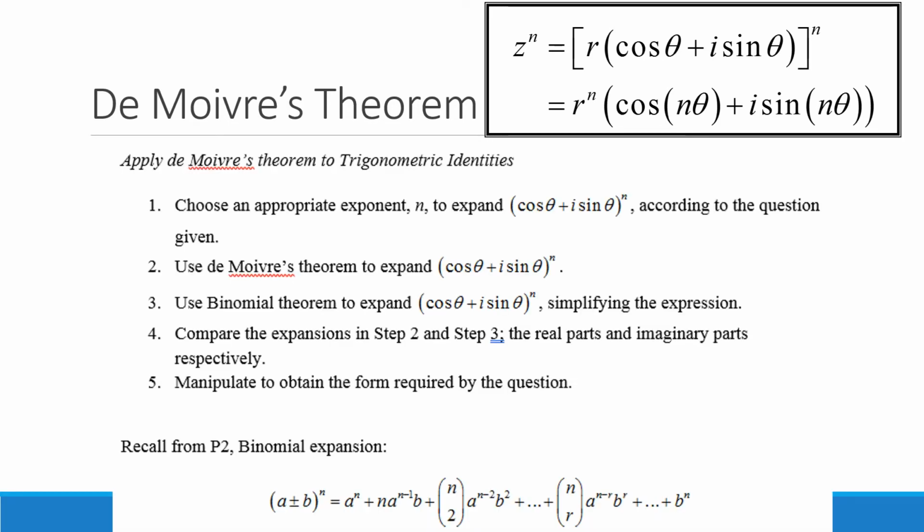We can apply De Moivre's theorem to proving trig identities. Here I provide some steps to guide you along. You may also find it useful to be familiar with the binomial expansion.